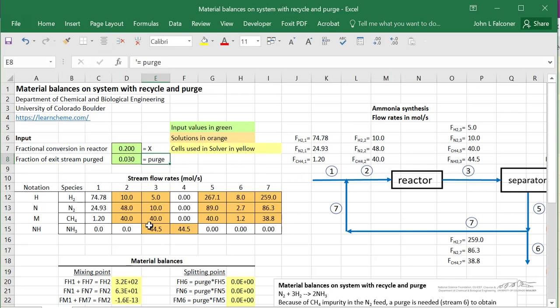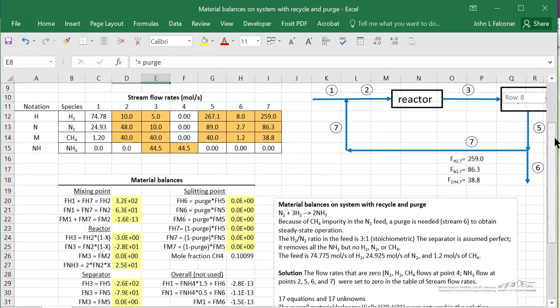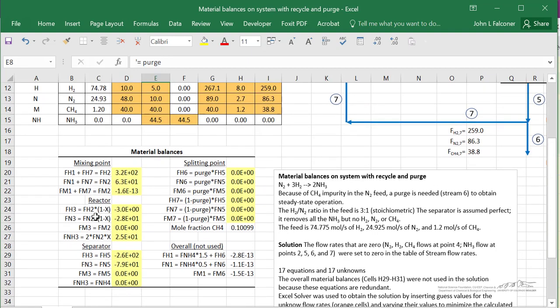We're trying to determine all these molar flow rates that are in orange. We have to put in guess values in each of those cells. And then we're solving the equations, which are the cells in yellow. So the mixing point mole balance is shown by the equation here. And then that equation's entered into this cell. We've moved all the terms to one side of the equation. So we're trying to make each of these cells in the yellow equal to 0.